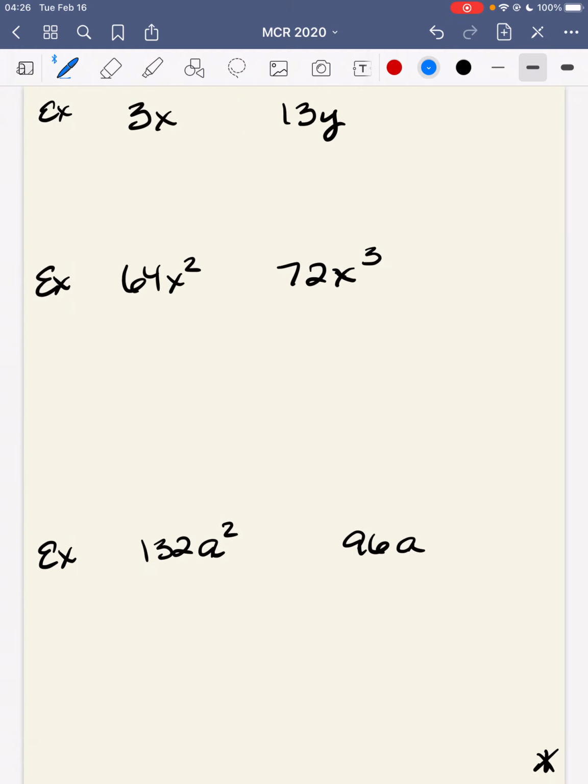And then I have 3x and 13y. I'm looking for my GCF. Now my letters are different, and my numbers, 3 does not go into 13. They're both prime numbers. This one does not have one.